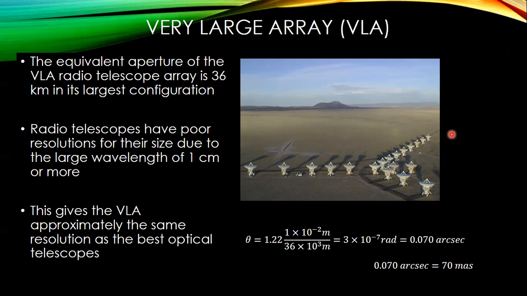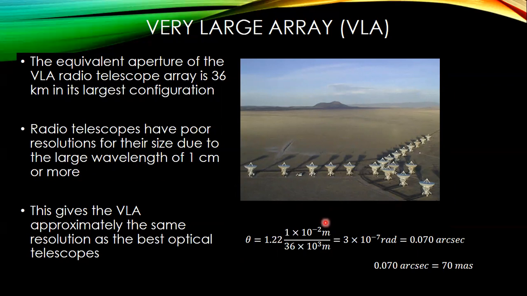It has a 36-kilometer baseline in its largest configuration, and it's actually in New Mexico. It operates at a wavelength of 1 centimeter. So again, I'm going to do my little equation right here for minimum resolution. Again, we have 1.22. On the upper part, I have 1 centimeter. And remember, in visible light, this is 5 times 10 to the minus 7.